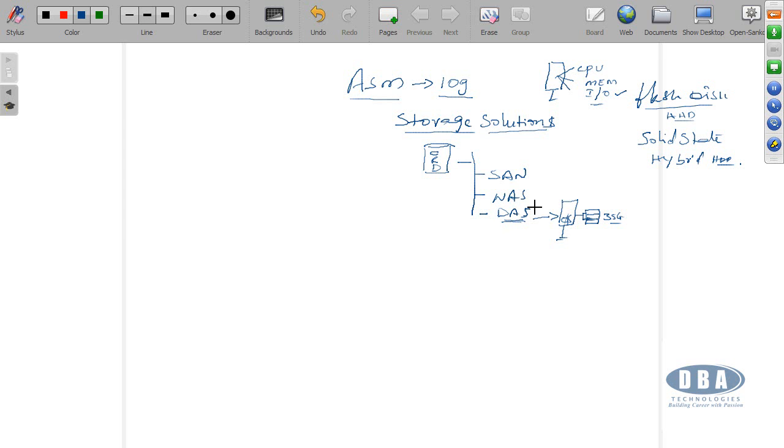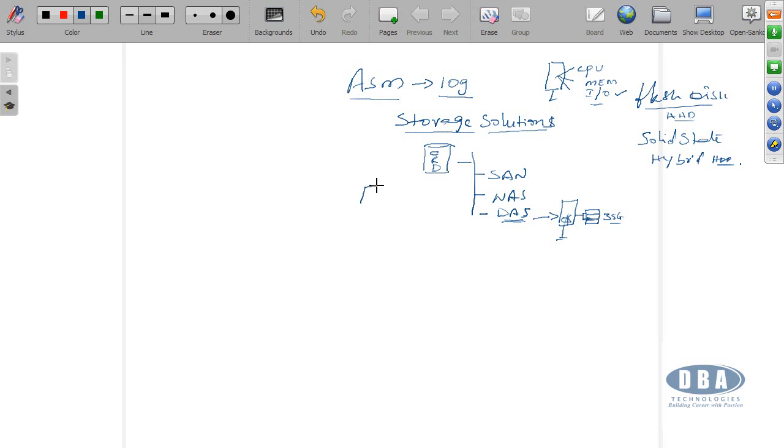Then comes NAS. There are still some production environments that use NAS, where it's not really high volume and data intense IO processing; those environments still use NAS solution. What is NAS? Network attached storage. What is that network attached storage?